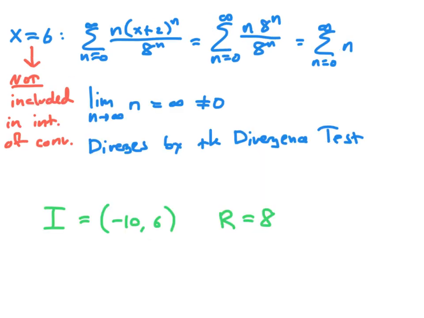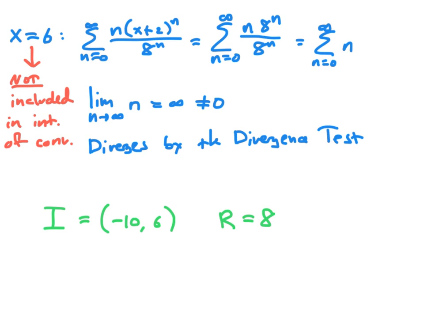When substituting x equals 6 into our power series, we obtain the series from n equals 0 to infinity of n times 8 to the n over 8 to the n, which is just the series from n equals 0 to infinity of n. Since the limit as n goes to infinity of n is positive infinity and not equal to 0, this series also diverges by the divergence test, and the right endpoint 6 is not included in the interval of convergence either.